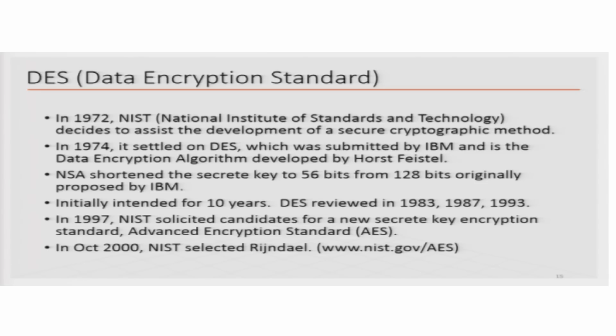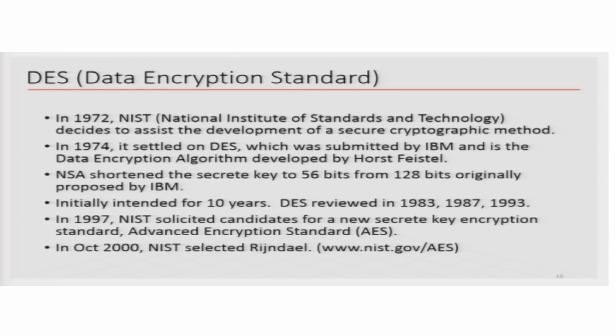IBM sent one of the entries to that challenge, and it was called the DES, and it turns out that it was accepted by the community and by NIST as the standard. Although IBM initially said in their proposal that it should be a 128-bit key, the NSA, the National Security Agency of the US, decided that 56 bits is enough. So, a 56-bit key will protect the information, and they said we will do this for 10 years, then we will revise the standard.